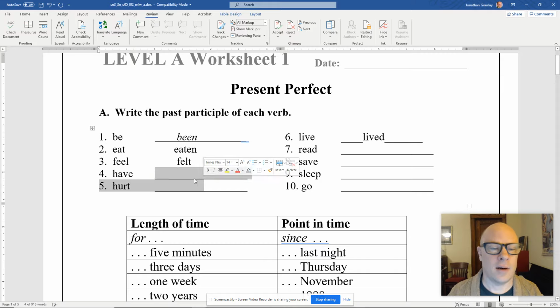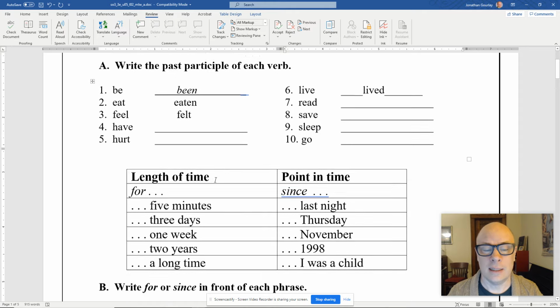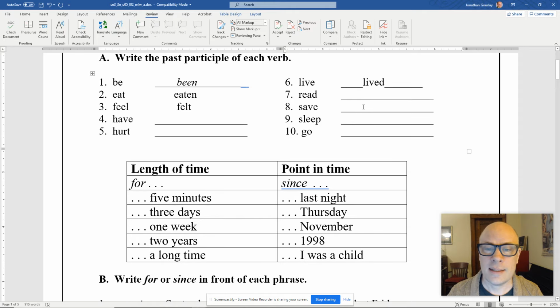And then you think of the answer for 4 and 5, right? Have. What's the past participle form of have? Read, save, sleep, go, right? Many of those are irregular. So you try your best. Write down the past participle for each verb.